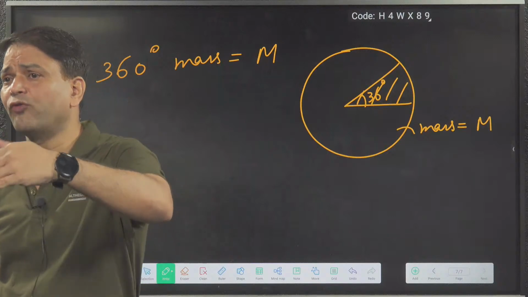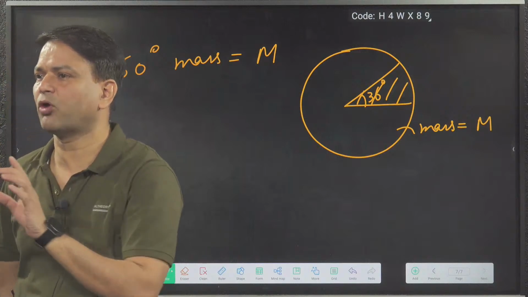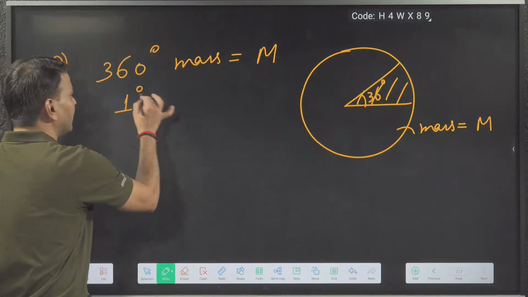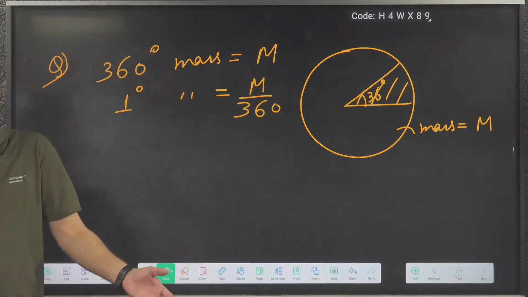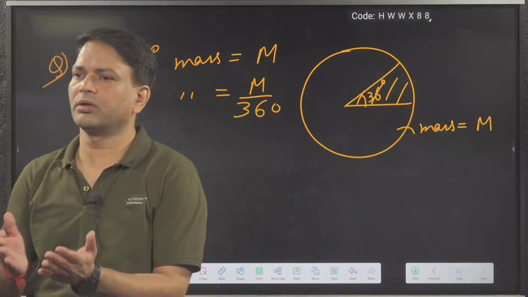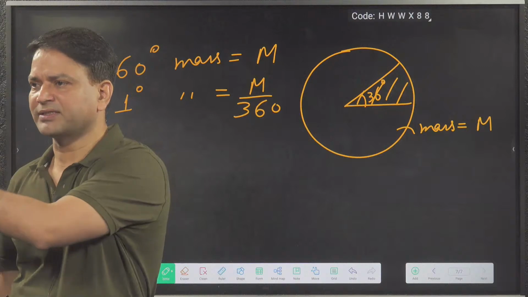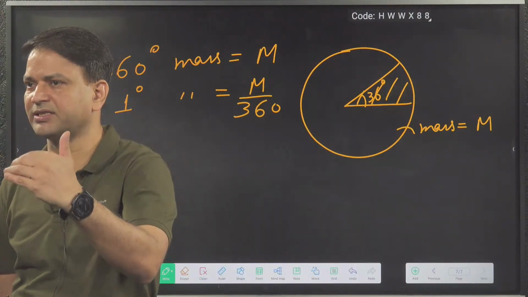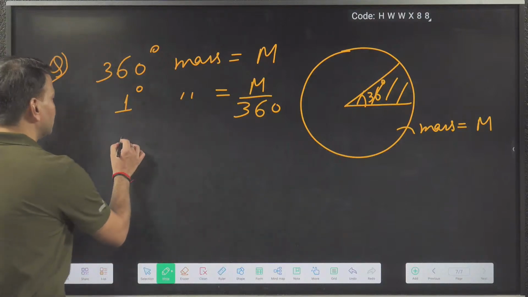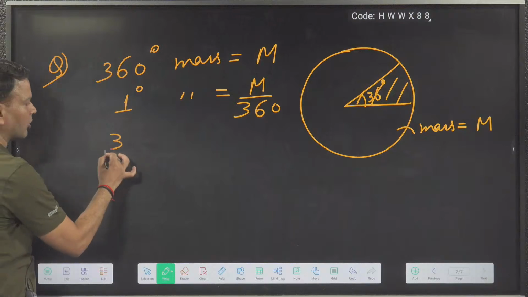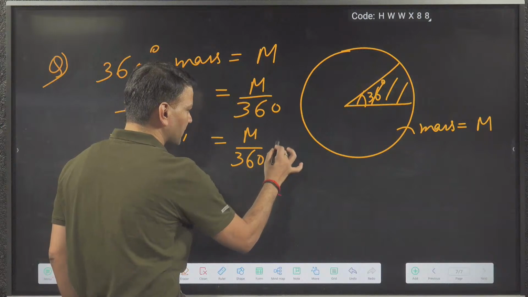Now for 360 degree I know the mass is M. Then 1 degree mass is M by 360. Why should we convert the degree into radian unnecessarily, when I know the complete angle in degree also? So I will directly use degree. Now for how much angle do I need the mass? 36 degree. So 36 degree mass is M by 360 into 36.